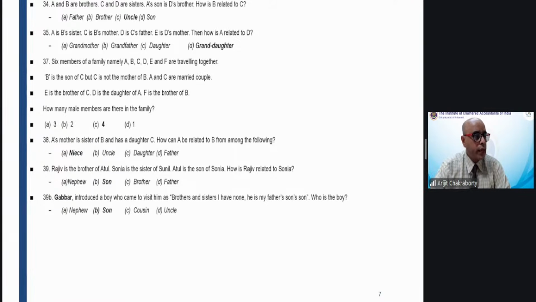Rajiv is the brother of Atul. So Rajiv and Atul are brothers. And Atul is the son of Sonia. That means Sonia is the mother and she has two sons, Rajiv and Atul.